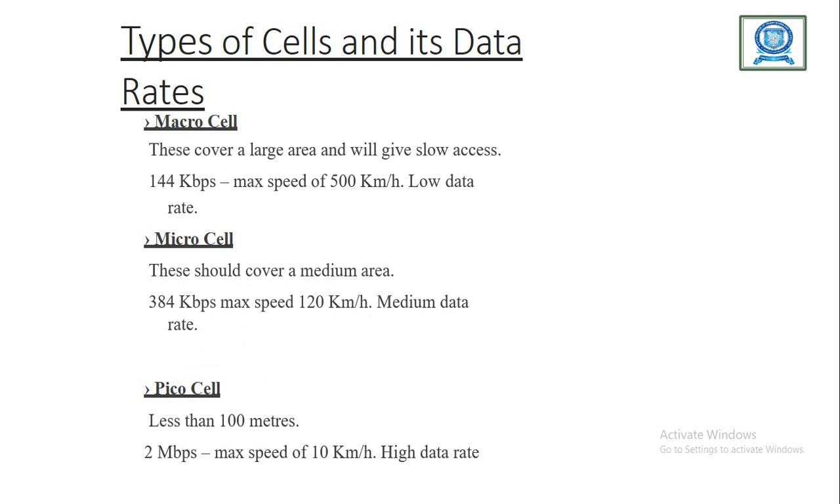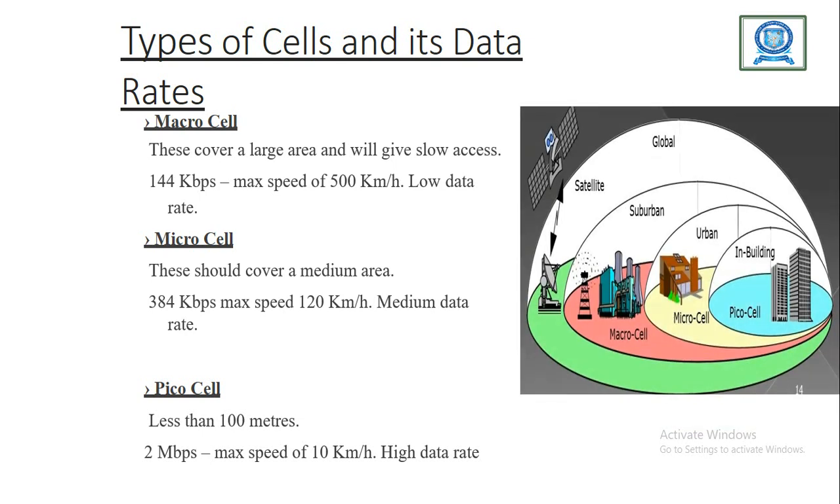Microcells cover a medium area and the data rate is 384 kilobits per second with a maximum speed of 120 kilometers per hour, a medium data rate. Picocell is less than 100 meters with 2 Mbps and a maximum speed of 10 kilometers per hour, a high data rate. The diagram shows the three cell configurations.